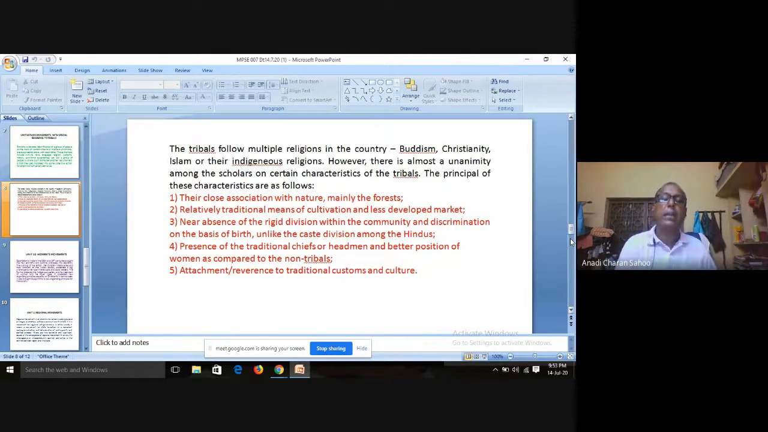These five characteristics are written here; the section fulfilling these five characteristics is called tribal. Close association with nature, mainly with the forests, relatively traditional means of cultivation and less developed markets, near absence of rigid division within the community and discrimination on the basis of birth, unlike the caste division among the Hindus, presence of traditional chiefs and headmen, and better position of women as compared to non-tribals, attachment and reverence to tribal customs and culture.